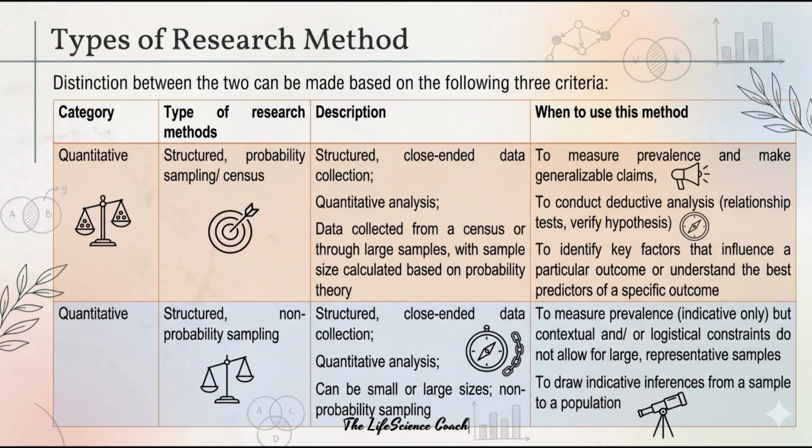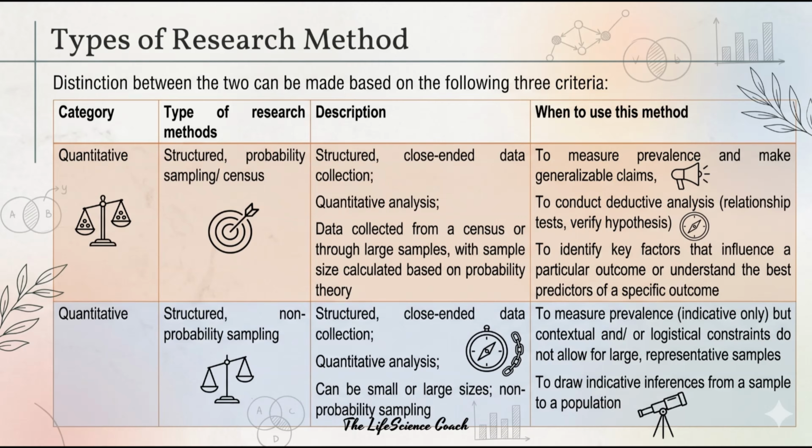Research methods can be classified into different types depending on how data is collected, analyzed, and used in a study. One common type is quantitative research using probability sampling or census methods. In this approach, researchers collect structured and close-ended data from a large number of people. The data is analyzed using quantitative techniques and statistical methods. Since large and representative samples are used, the findings can often be generalized to the wider population.